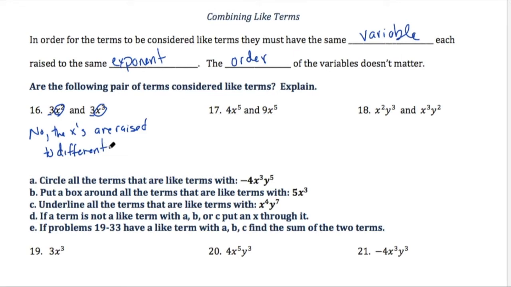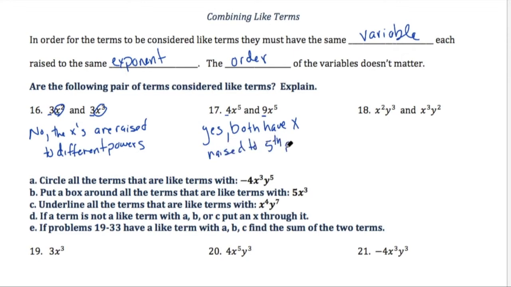Great. Here in number 17, we have 4x to the 5th and 9x to the 5th. Now we have a 4 coefficient and a 9 coefficient. Those are different. We're not concerned with that. We're looking, do they have the same variable, x? And is that x raised to the same power? Yes, 5 both times. So, yes, both have x raised to the 5th power.